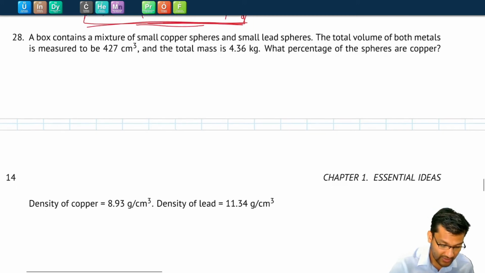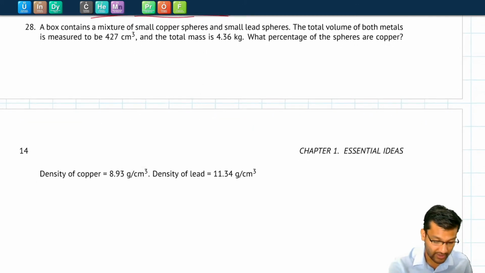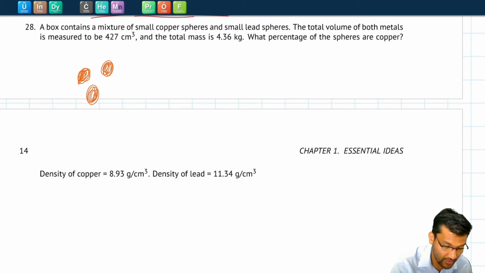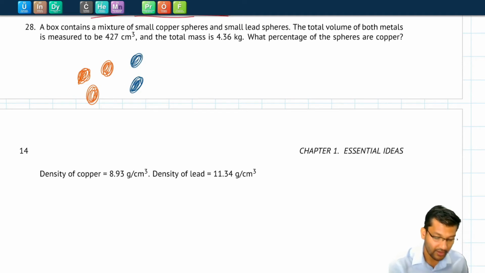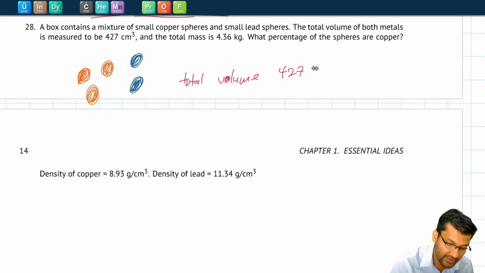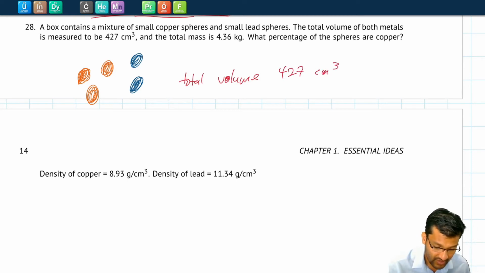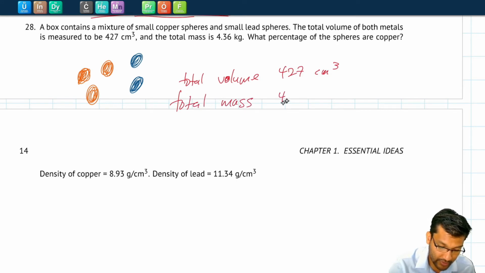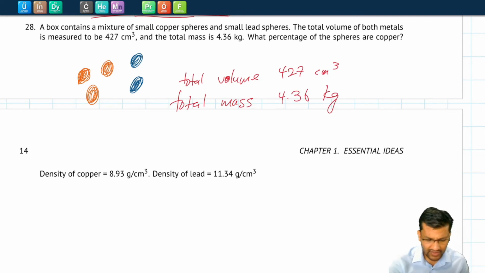Okay, this one's similarly tricky, but in a different way. Here we have a mixture of copper spheres and small lead spheres. So let's say copper spheres, we'll use our orange circles. We don't know how many. Lead, we'll use blue spheres. We don't know how many. And their total volume is 427 centimeters cubed. And total mass is 4.36 kilograms.